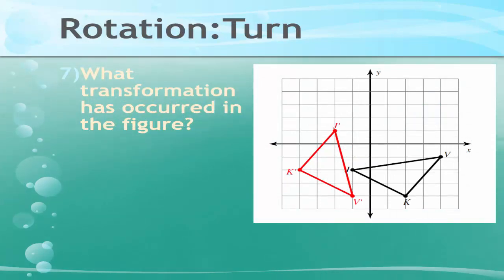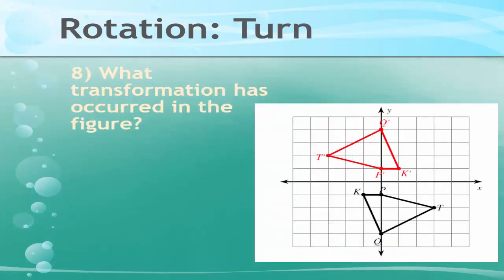Now you also need to be able to determine what transformation has occurred. And here we just simply needed to be able to describe it. So we notice that J is currently in quadrant 2, it has shifted down to quadrant 3, which would be counterclockwise. I'm sorry, that's backwards. We see that J is currently in quadrant 3. The prime, as identified by the red image, is in quadrant 2. So it has, in fact, shifted clockwise 90 degrees.